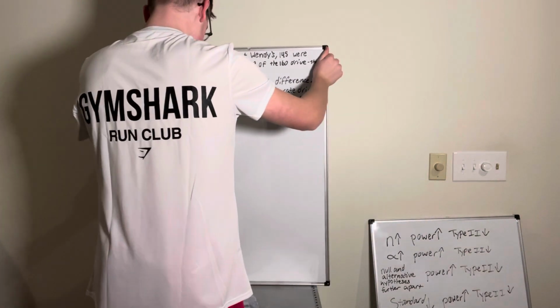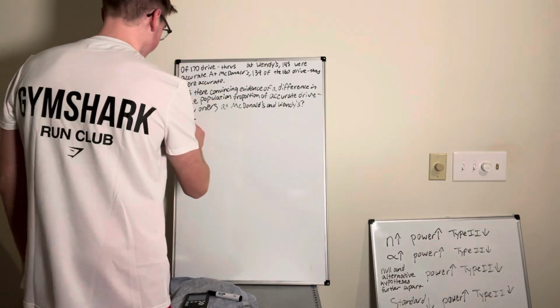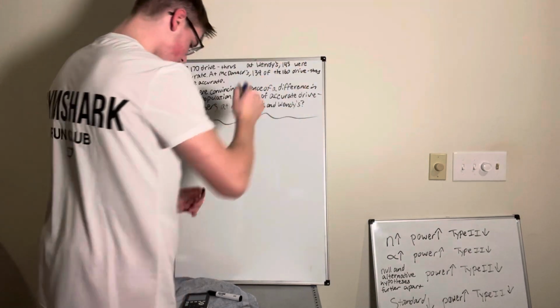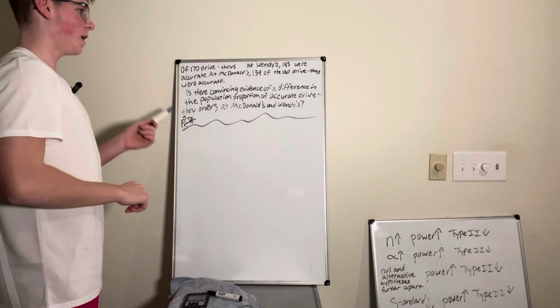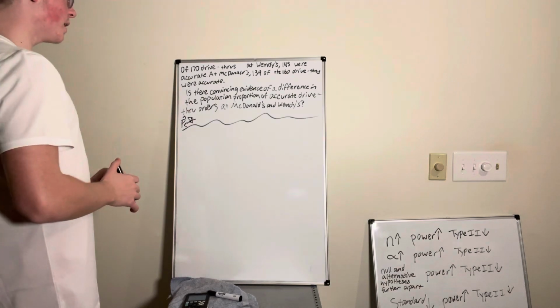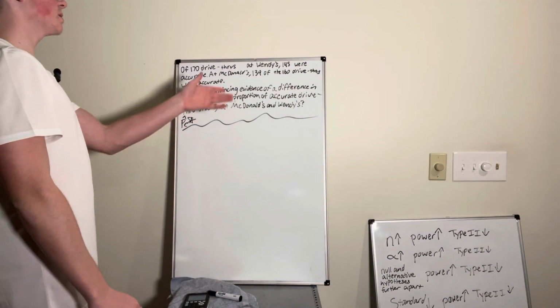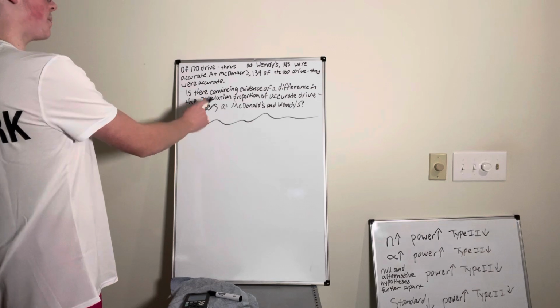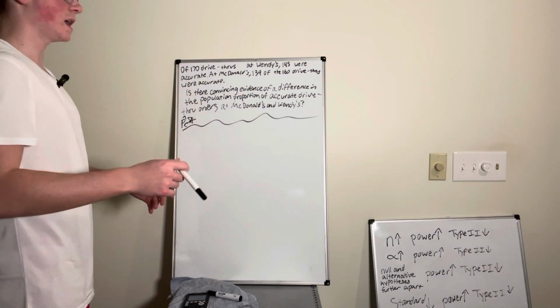Okay. Next, the Z test. Our question: of 170 drive-thrus at Wendy's, 145 were accurate. At McDonald's, 139 of the 160 drive-thrus were accurate. Is there convincing evidence of a difference in the population proportion of accurate drive-thru orders at McDonald's and Wendy's?